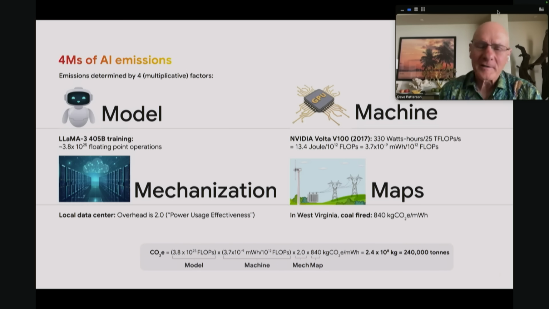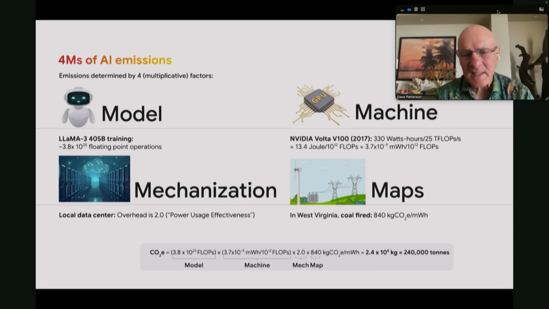Next is the hardware. We're going to use an older one. Volta was the first GPU with AI accelerants in it, and so we'll use that one. And so that's going to have an energy per floating point operation. So we multiply those two together, and we get the energy to train it.